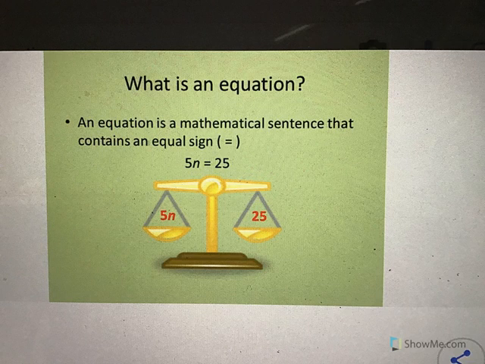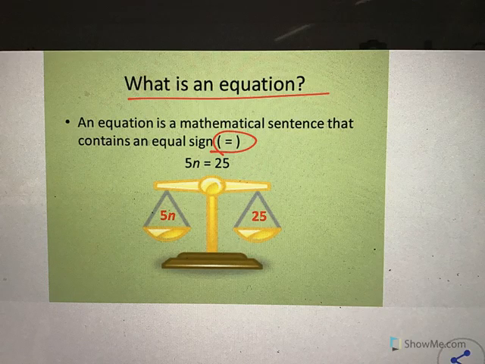All right, in today's lesson, we're going to be talking about equations. So, what is an equation? An equation is a mathematical sentence that contains an equal sign. So, we have expressions, 6x plus 2.